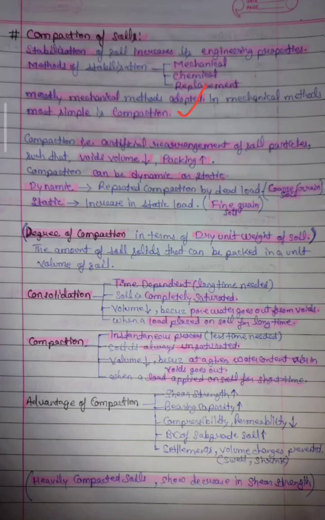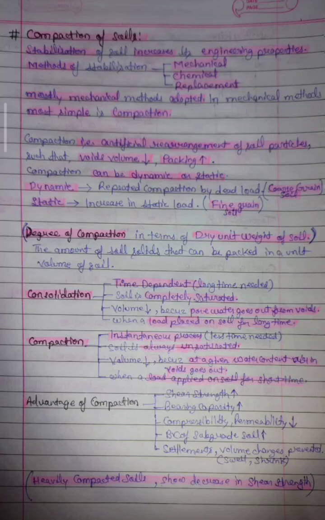Now, compaction, that is artificial rearrangement of soil particles such that the void's volume will decrease, so the packing will increase. So our main principle in compaction is reducing the void's volume, so the packing will increase, and the soil will become denser and more stable.